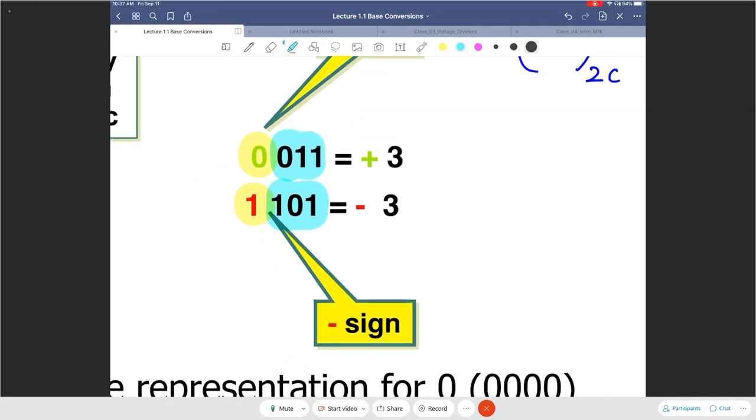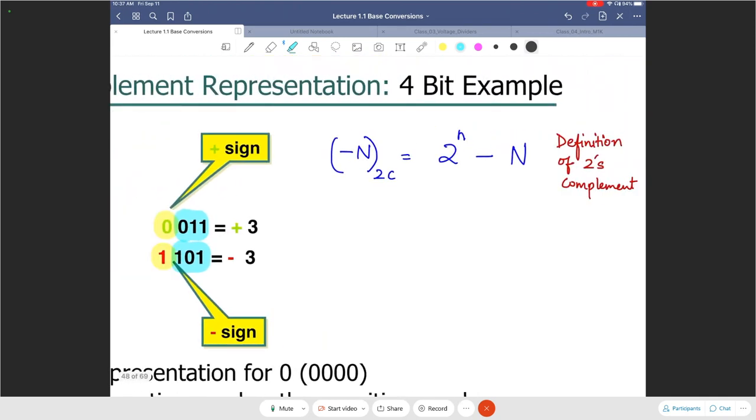Well, for that we need to look at the definition of 2's complement representation. The definition of 2's complement representation is, if you want to represent a number cap N in its 2's complement form, then you need to subtract it from 2 raised to small n, n being the number of bits. So for a 4-bit example, small n would be 4, right?